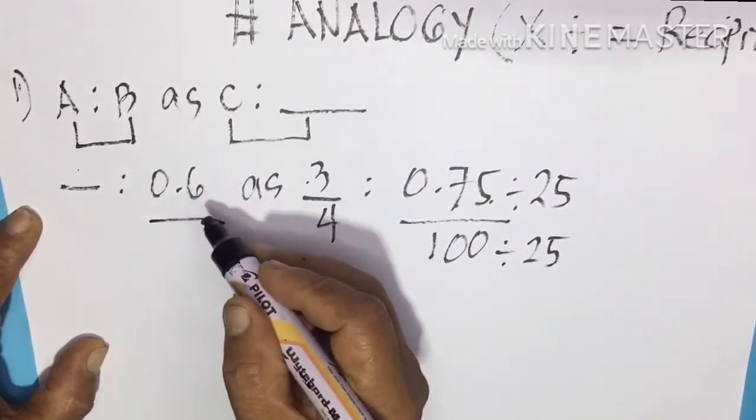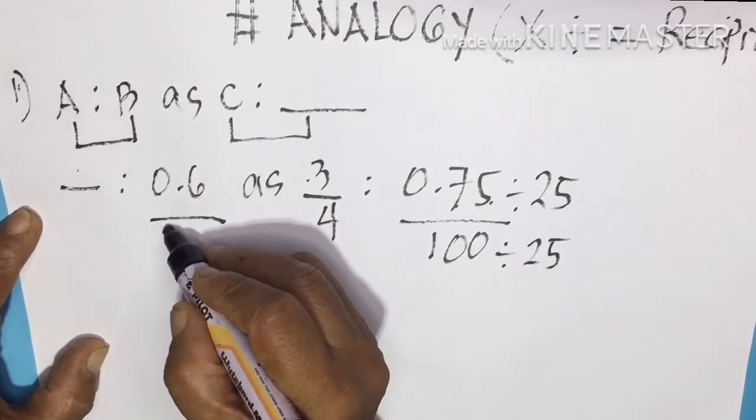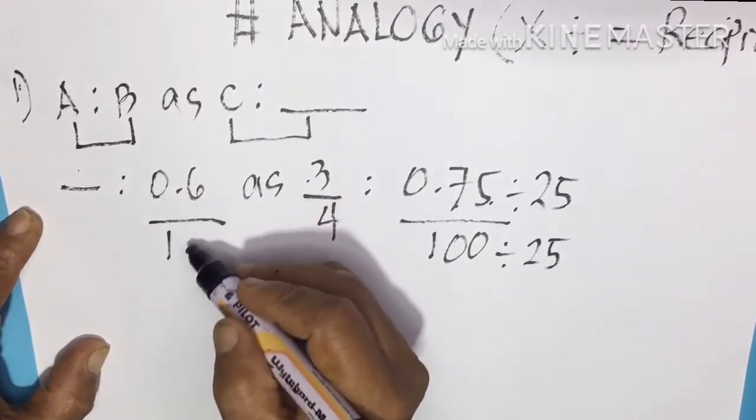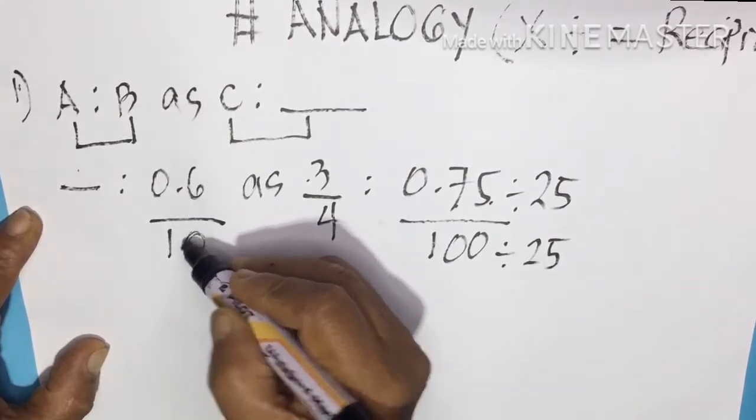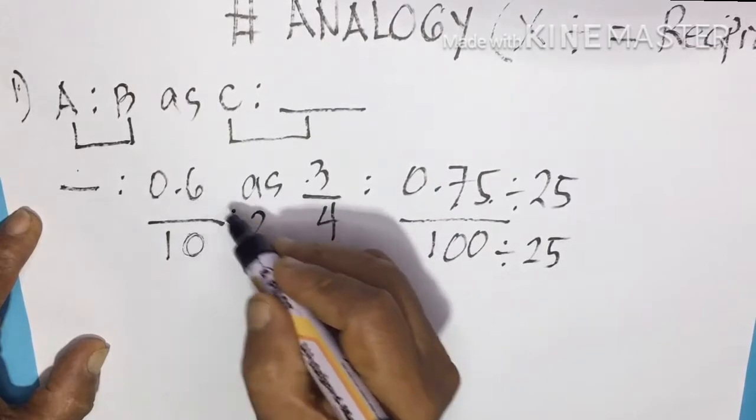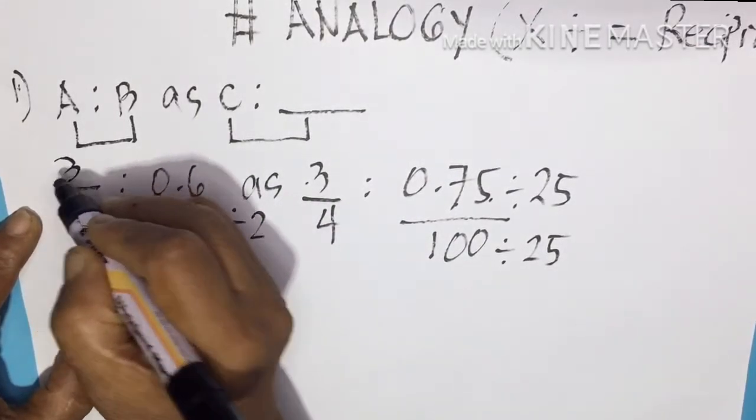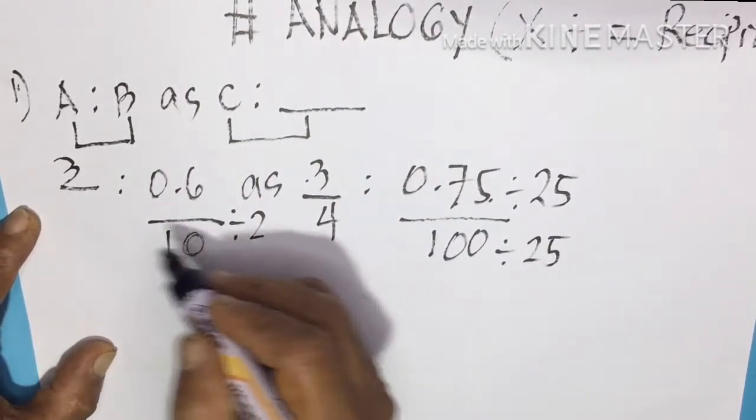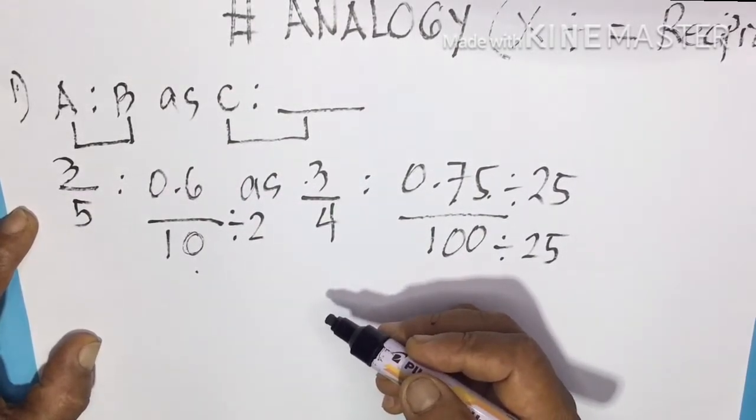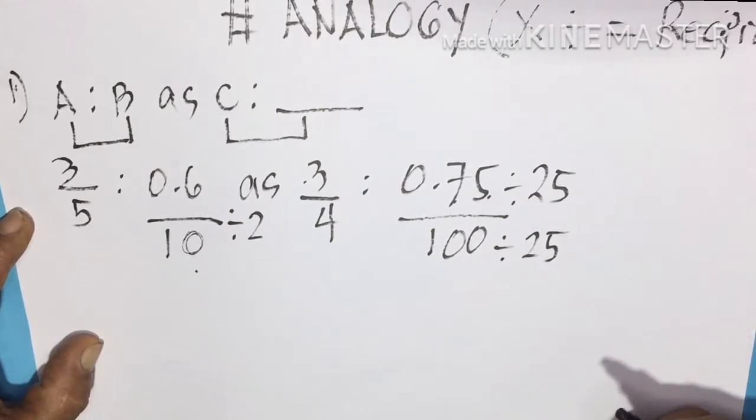But how about 0.6? So for 0.6, that is divided by 1, and count the number of digits. 6 is only 1 digit, so only 1 zero. Then you divide by 2. 6 divided by 2 is 3, and 10 divided by 2 is 5. Therefore, the answer is 3/5.